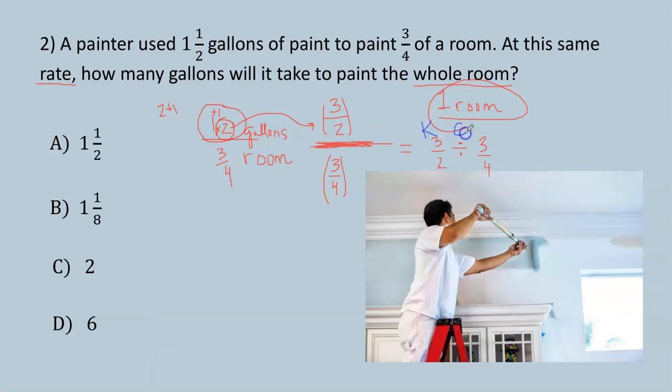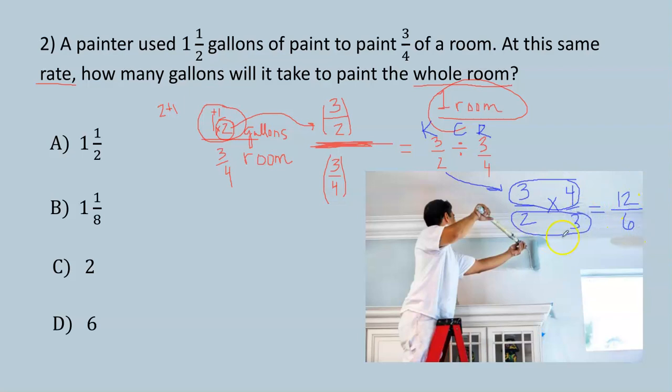Keep change reciprocal. So I write 3/2 because I keep that fraction the same. The first fraction stays the same. I change the division to multiplication, and then I record the reciprocal of 3/4. And now, since we're multiplying fractions, I can multiply fractions like I normally would, multiplying the numerators together, and then multiplying the two denominators together.